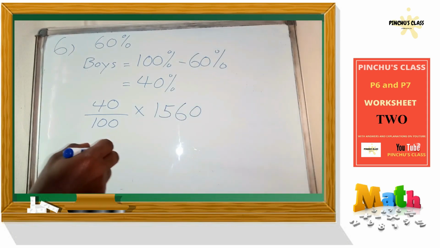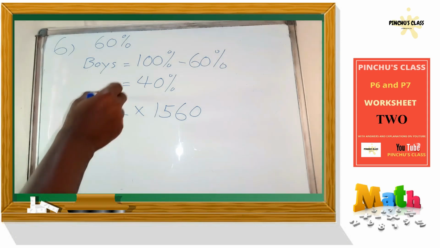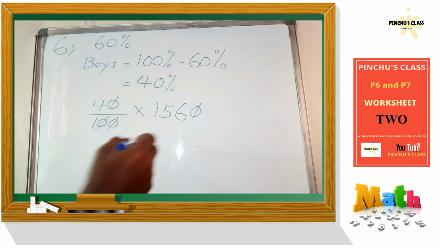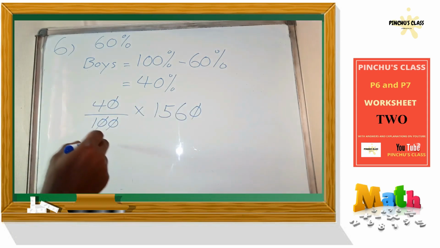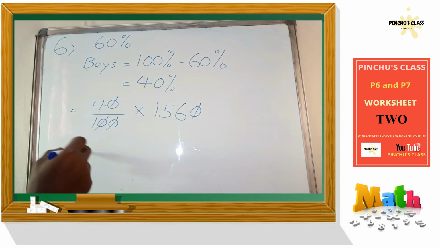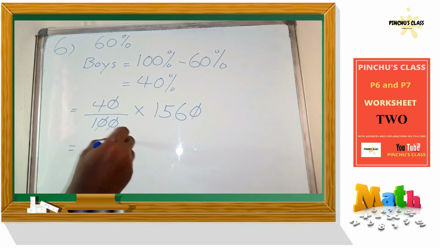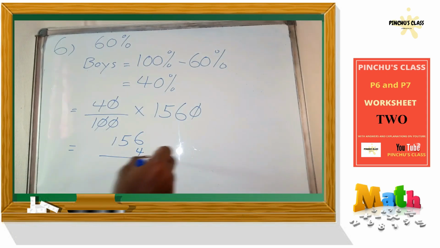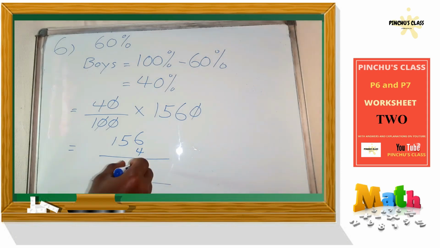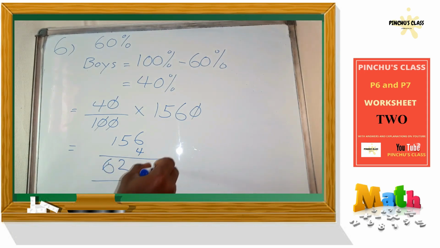So of course this and this can cancel, this and that can cancel. When we cancel those, we are going to remain with 4 times 156, which gives us 624, and those are boys.